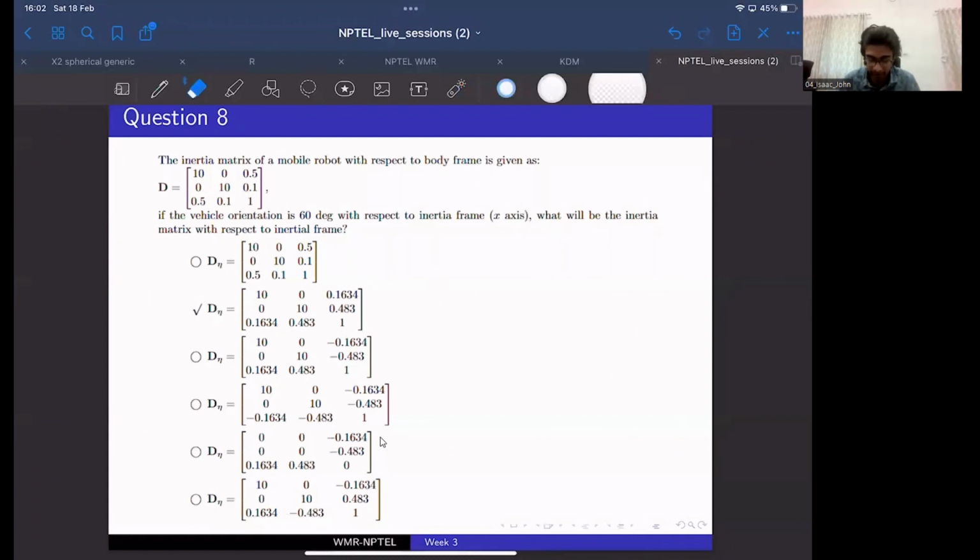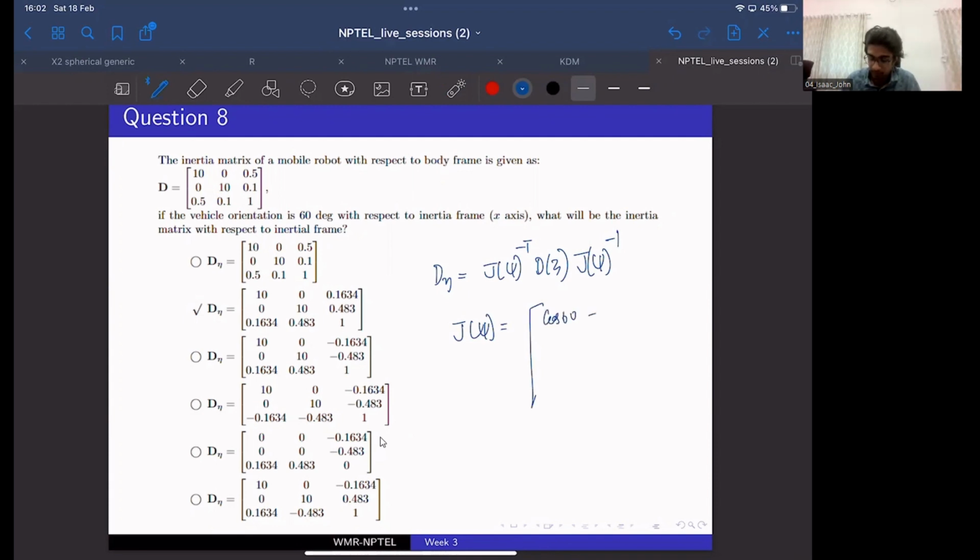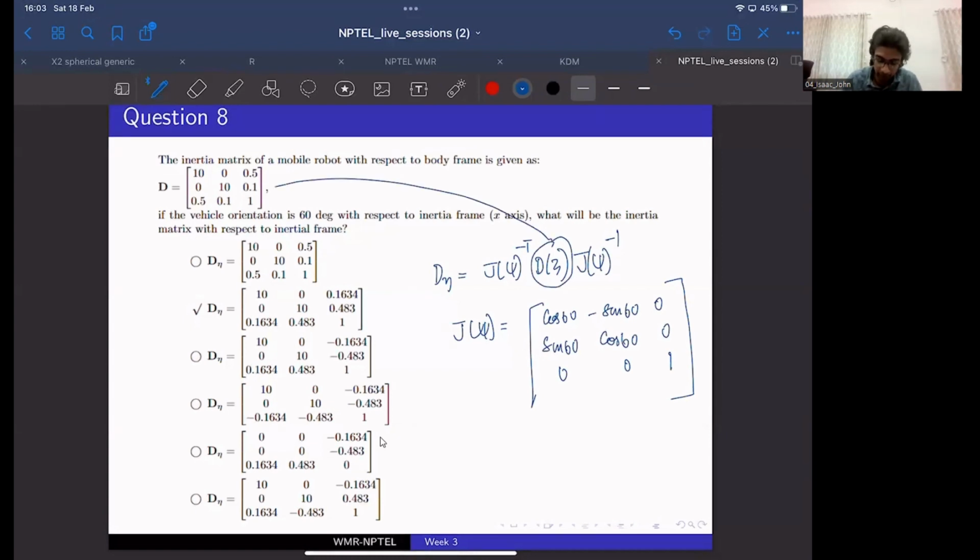And the right expression for this mass matrix in the inertial frame would be J of psi inverse transpose D of zeta J of psi inverse, where J of psi would be cos 60, minus sin 60, 0; sin 60, cos 60, 0; 0, 0, 1. And D of zeta is given in the question also.